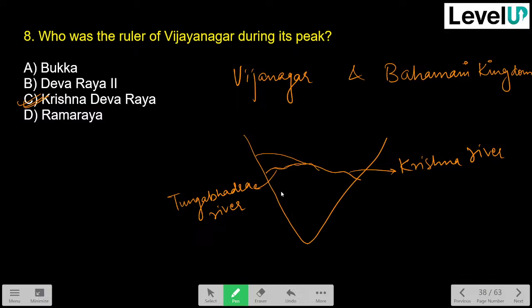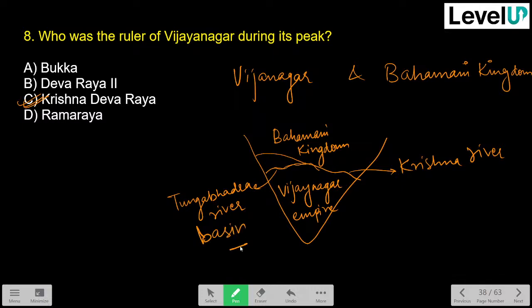So Vijayanagar Empire was here, and above that it was the Bahmani Kingdom. They used to fight over this region, that is the Tungabhadra river basin, over the dominance of the Tungabhadra river basin. Krishnadeva Raya was the most important ruler. He actually captured this Tungabhadra basin from the Bahmani kingdom and was the most powerful ruler. Okay, next.